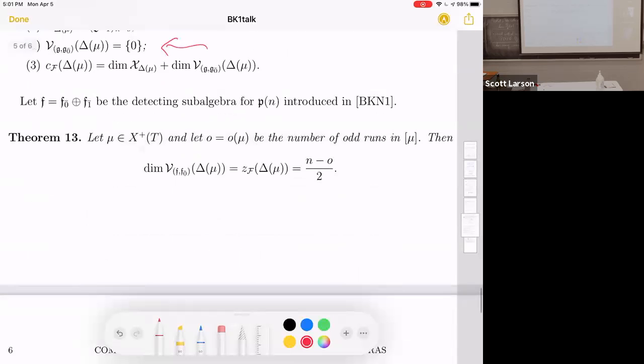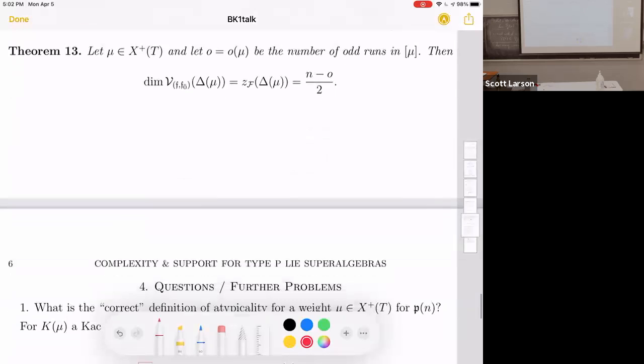If I can just take a couple more minutes, let me just say this last theorem. We figured out, so F is this detecting subalgebra that VKN introduced and Dan talked about three weeks ago. The dimension of the support variety relative to its detecting subalgebra and the Z complexity of these thick Katz modules is this number n minus o over 2.